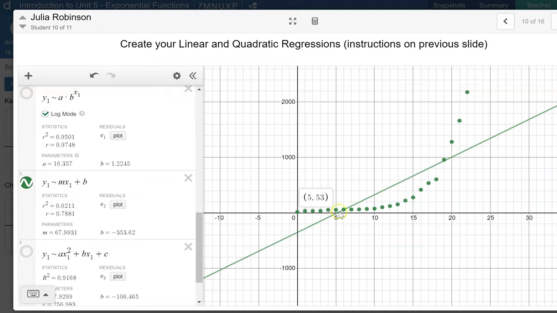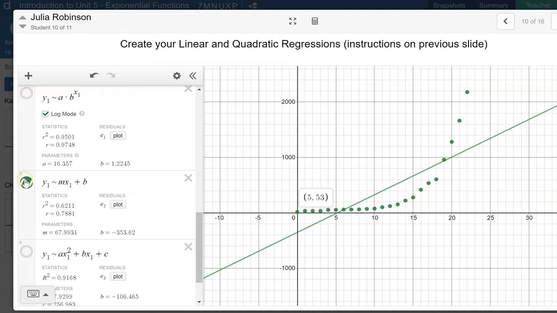But then the other pitfall for linear is it goes into the negatives. We need something that's going to help us flatten out at the beginning. Show us something that's really low and flat, but not necessarily negative, something that would end at zero and not go into the negatives. And so the linear function is just not going to be able to do that. So it was a bad model for this particular type of growth.